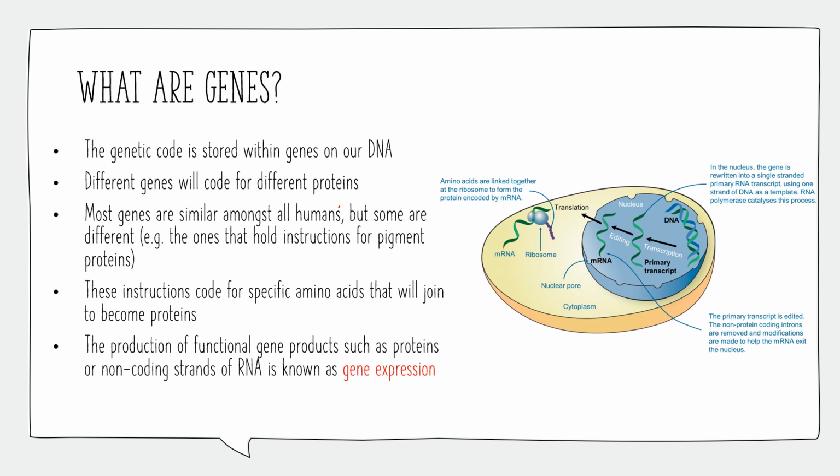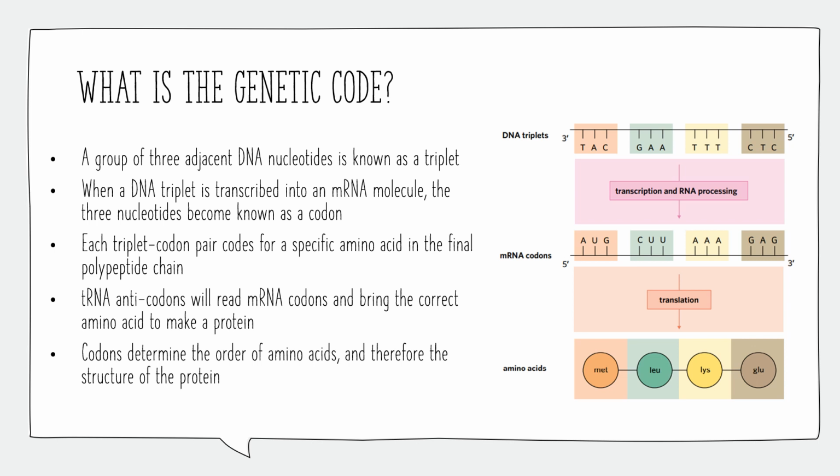These instructions code for specific amino acids that will join to become proteins. So hopefully you remember from our last lesson, amino acids are the building blocks. They form the primary structure. That's what we're going to be learning how to create today. And the production of the functional gene products, as in proteins, is called gene expression. Okay, so going from a DNA sequence to a functional protein is called gene expression.